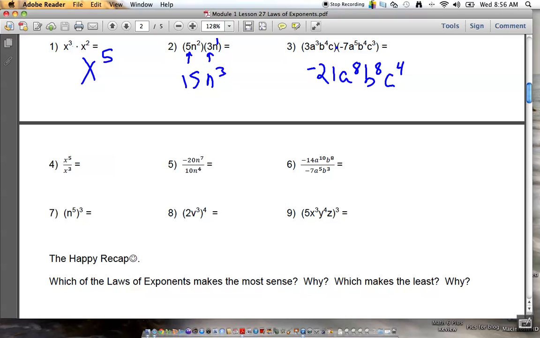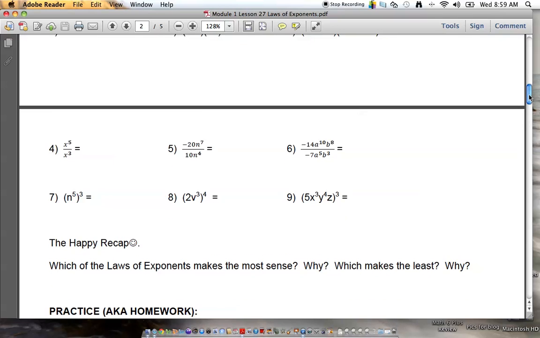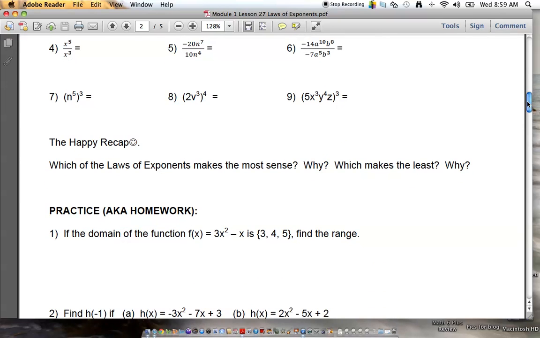Okay. Let's go to the next row. Turn the page. Chance to operate with the division rules. Go. This time we're not going to multiply coefficients and add exponents. What are we going to do? What do we do to coefficients? Divide. What do we do to the exponents? Very good.